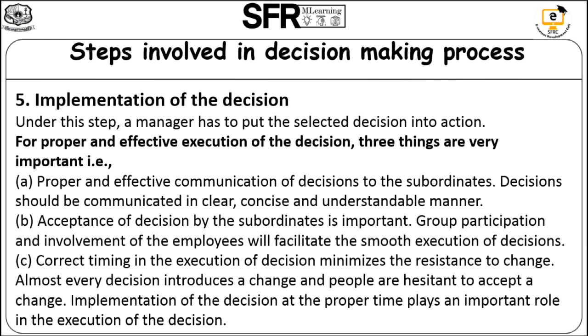Number two, acceptance of decision by the subordinate is very important. Group participation and involvement of the employees will facilitate the smooth execution of decisions. Number three, correct timing in the execution of decision minimizes the resistance to change. Almost every decision introduces a change and people are hesitant to accept a change. Implementation of the decision at the proper time plays an important role in the execution of the decision.